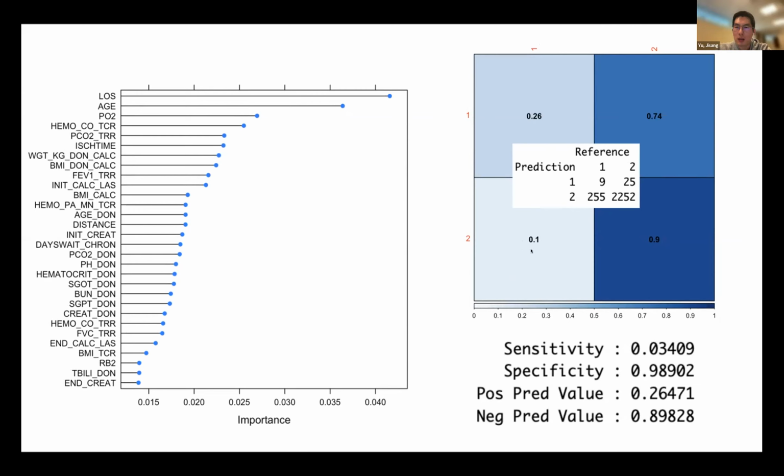So the real number of the graft failure positive is 264, and the number without graft failure is 2277. I see. Okay. Number one is a positive. Let me check again.